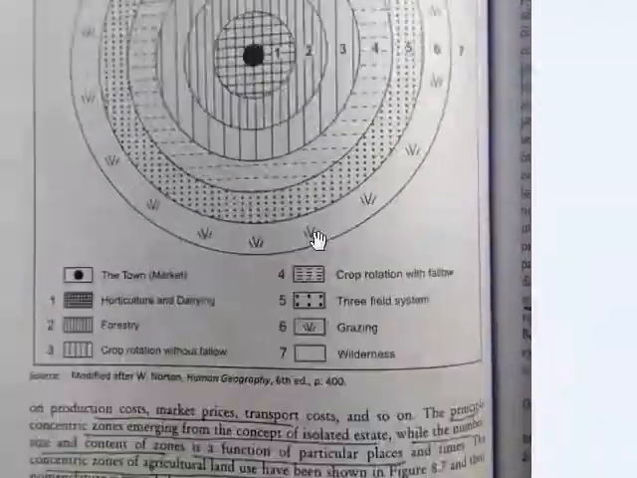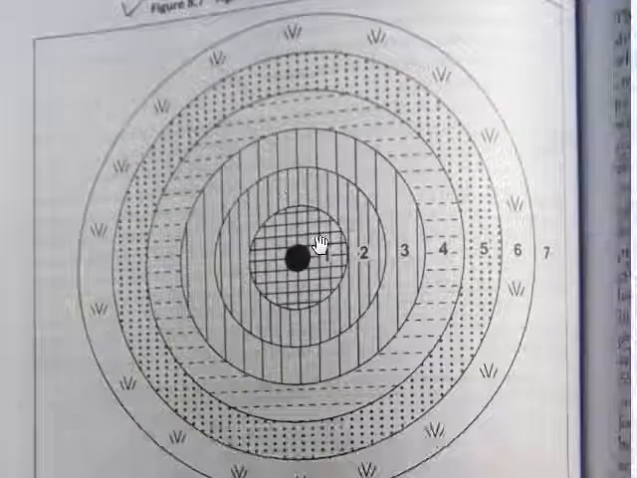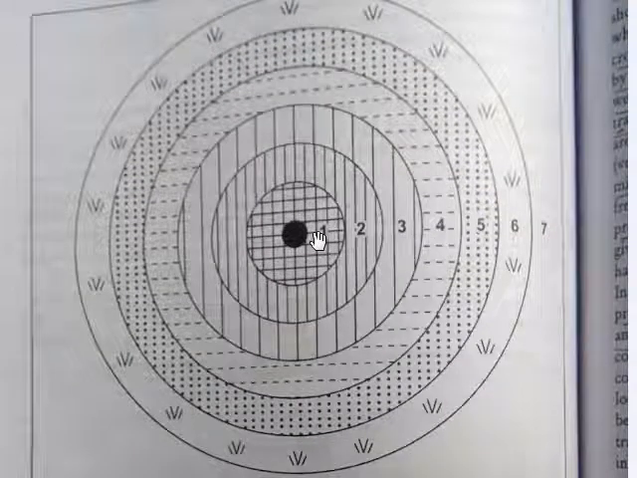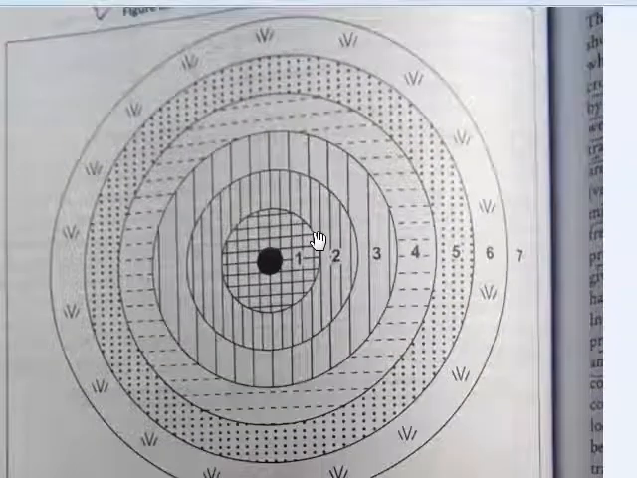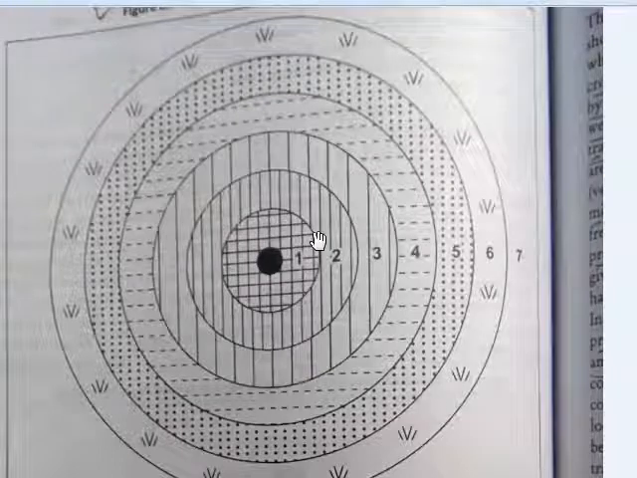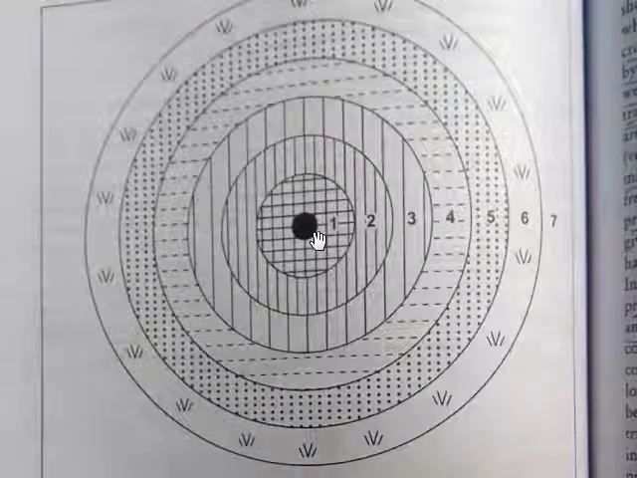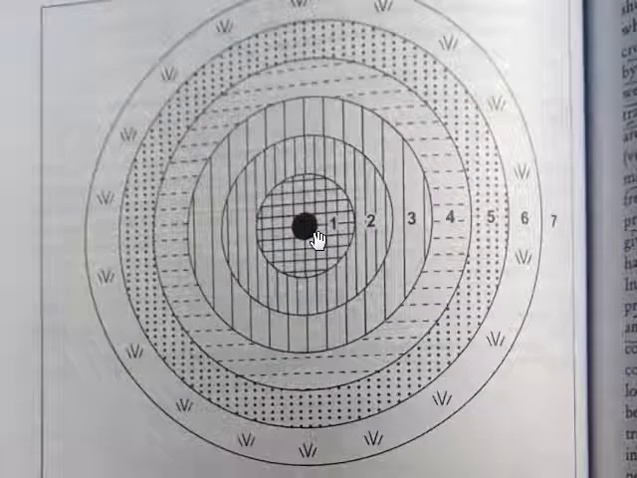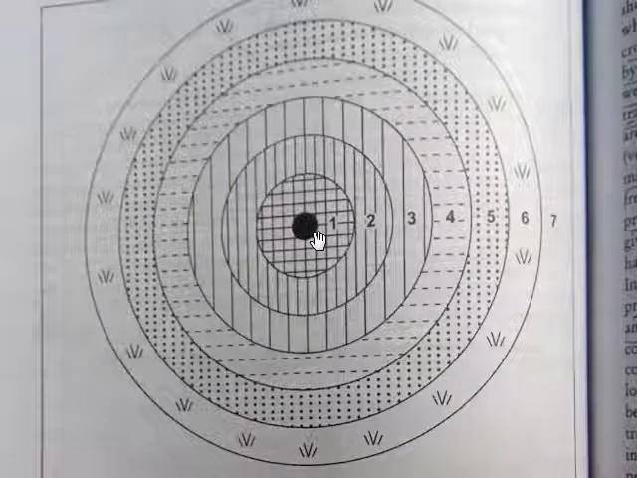Next, this figure is named agricultural land use and the isolated estate. So here you can see the first round is the town market area. Zone 1 is mainly horticulture and dairying, and zone 2 is mainly forestry. So here the round color is the main town market area, and second is horticulture and dairying, and third is forestry.